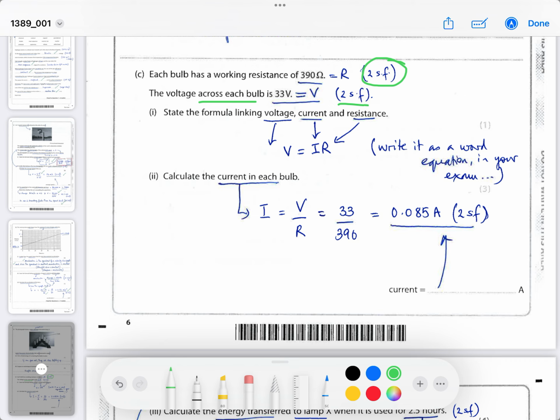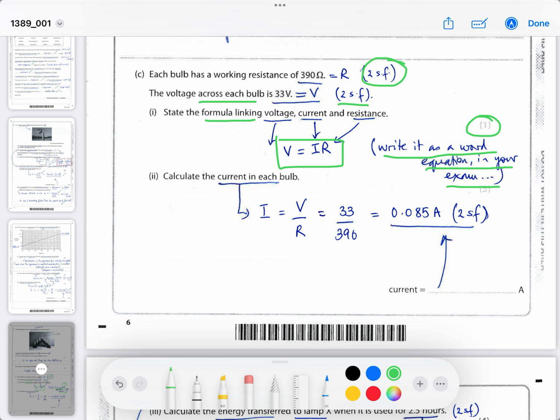They then want you to write down the formula linking voltage, current and resistance. I've put it as symbols because I'm just going through the answer quickly, but I'm making sure that they know that I know that the voltage is V, the current is I, and the resistance R. But you should really write it as a word equation in your exam to be sure that you get the 1 mark. But if you do it the way I've done it, I think they'll give you the mark.